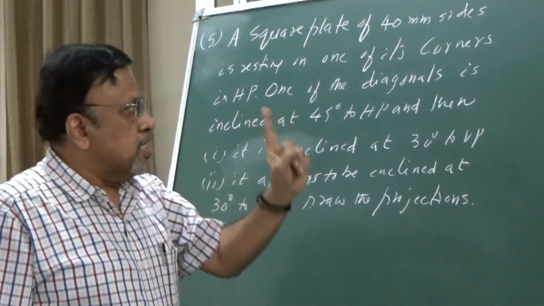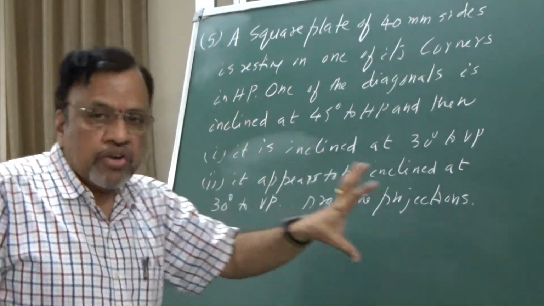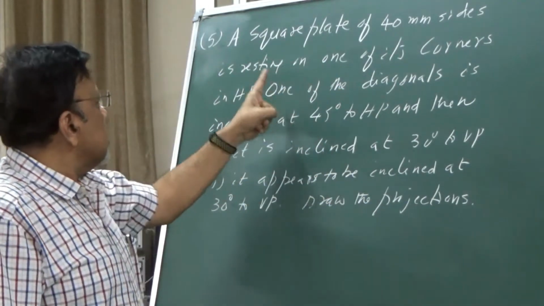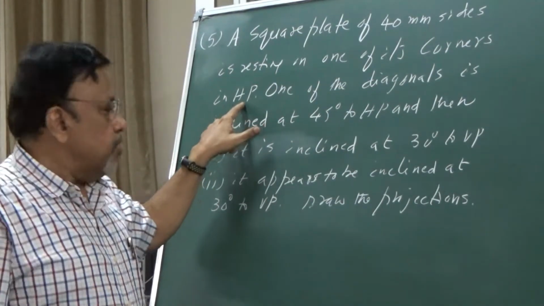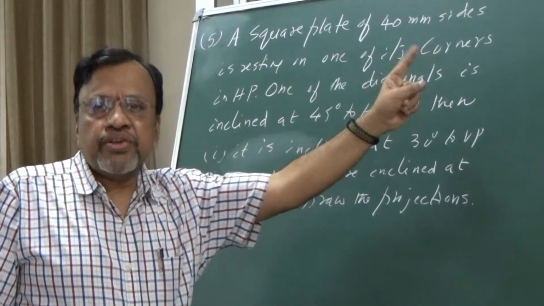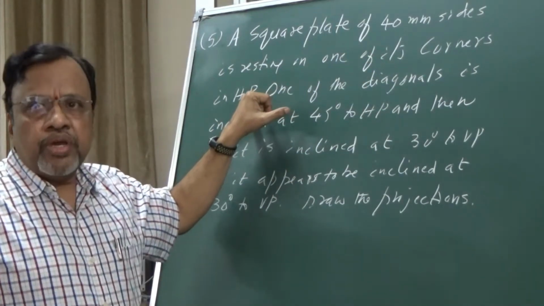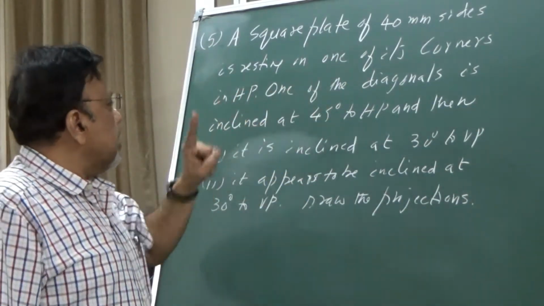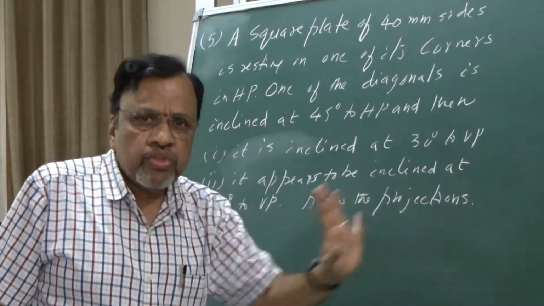Since it is given that one of its corners is on HP, I need to start from the top view. For example, if it were resting on one of its corners on VP, then it is obvious that I need to start from the front view. That means, depending upon whether one of its corners is on HP or on VP, I start accordingly. In this problem, since it is resting on HP, we start from the top view.